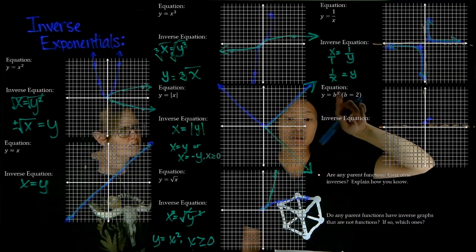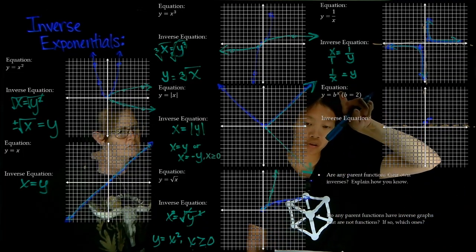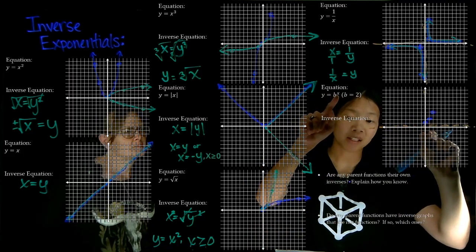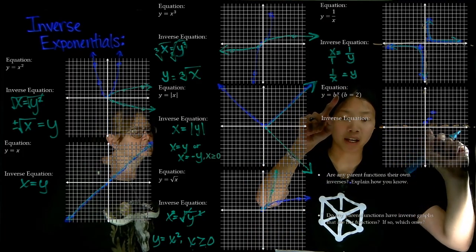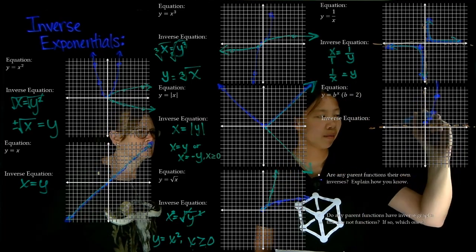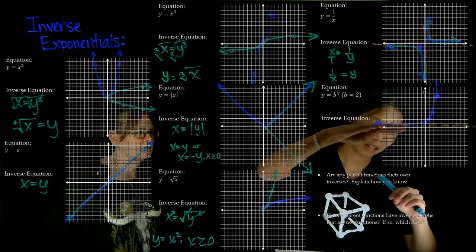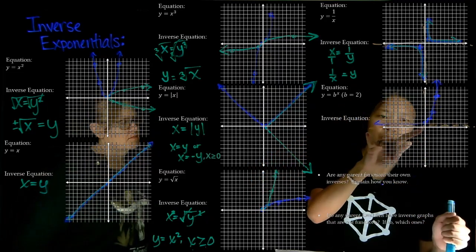If I plug in 2 for x, that means I go over 2, and 2 squared is 4, so I'm going to go over 2 up 4. If I plug in 3, 2 cubed is 8, so I go over 3 up 8. All right, so this is the parent form of our exponential graph, and we know it gets infinitesimally smaller and gets closer to 0 as it approaches y equals 0.